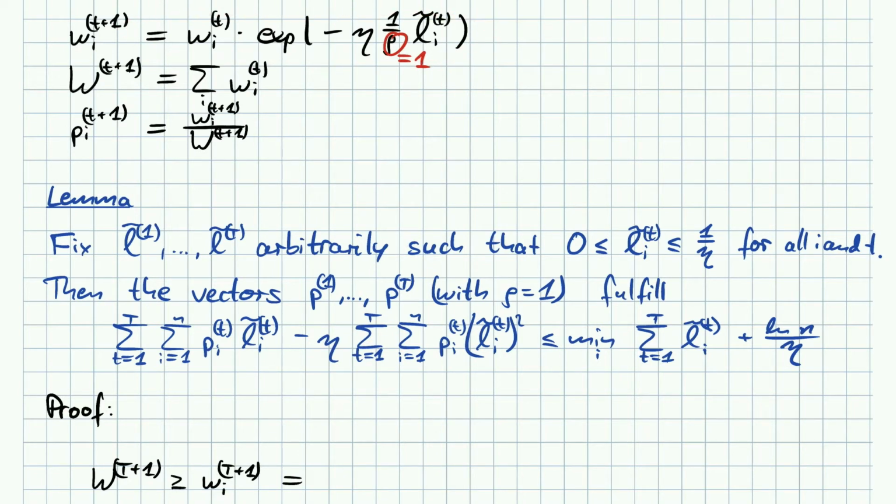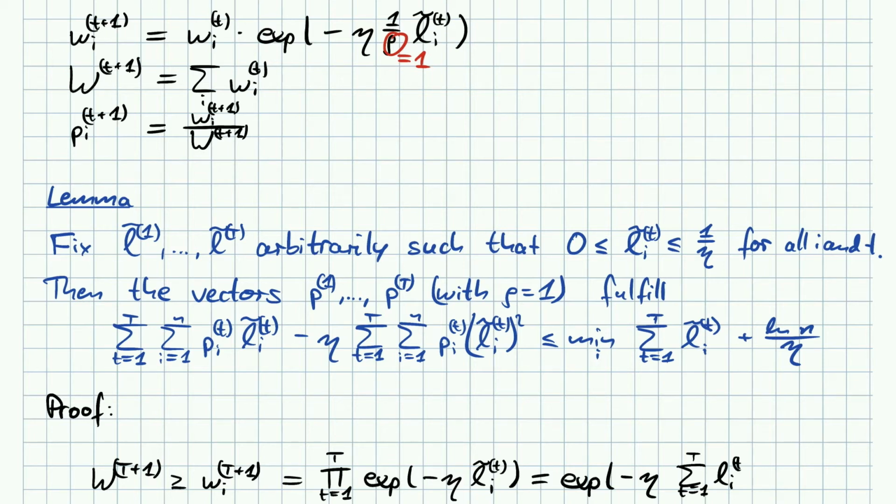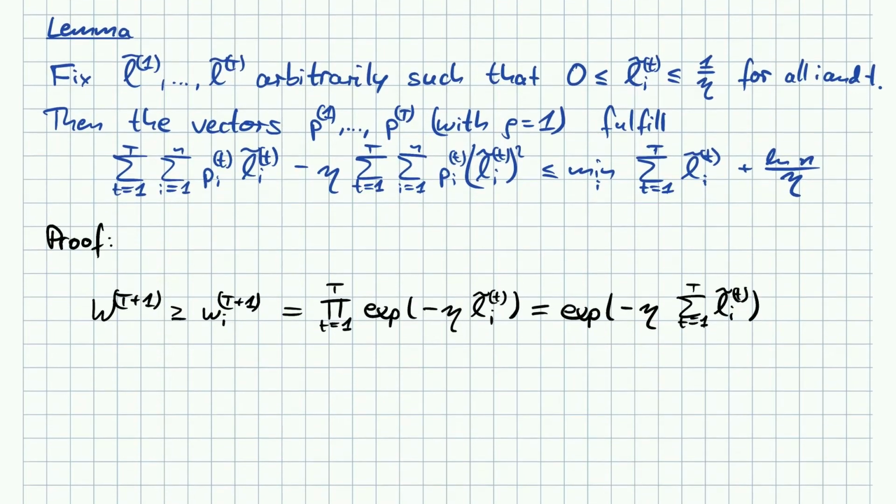And what we'll see is that this is nothing but the product of all these exponential terms, which is nothing but e to the power of minus eta times the sum of these costs of action i. This holds for every i.